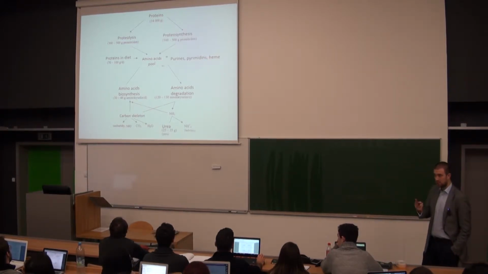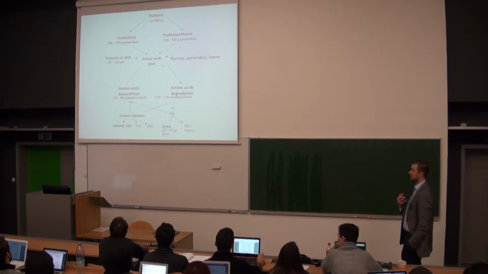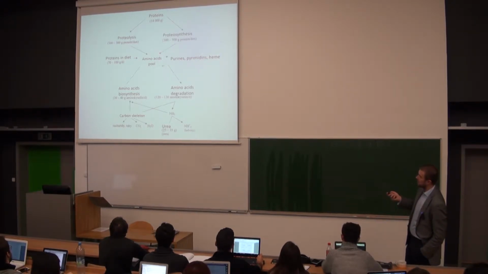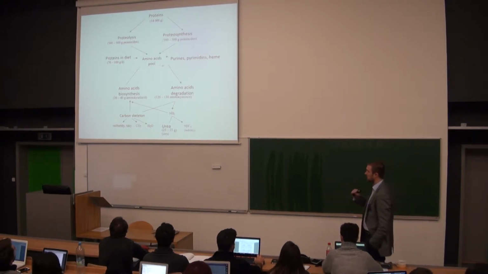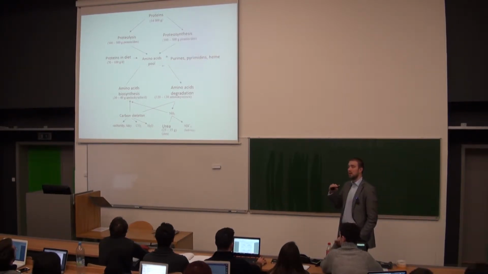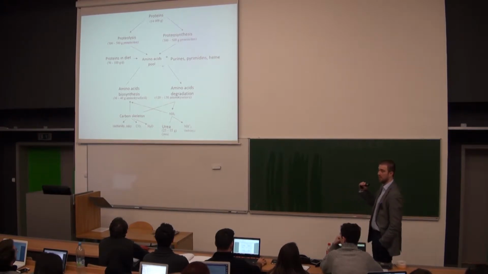We have three utilizers of this amino acid pool. The first is protein synthesis. That means that if you are an adult, you have typically a normal nitrogen balance.